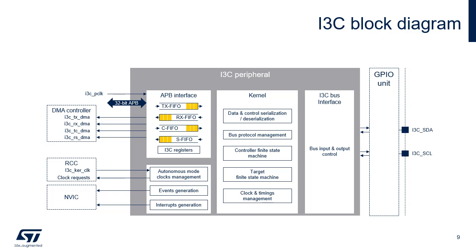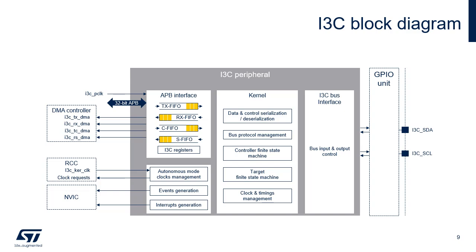The I3C peripheral is implemented with several clock domains: the SCL bus signals for the I3C bus interface, the I3C CLK kernel clock for the I3C protocol management, data and control serialization and deserialization, controller and target finite state machines, and the APB clock for the APB interface, DMA interface, events, and interrupt generation. APB clock and kernel clocks are driven from independently programmed clock sources via the RCC, reset and clock controller block.